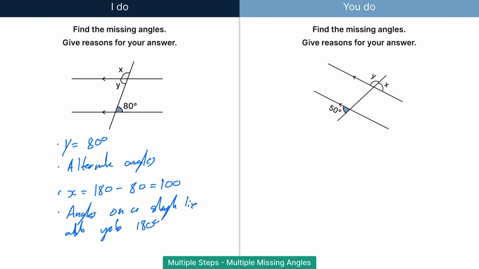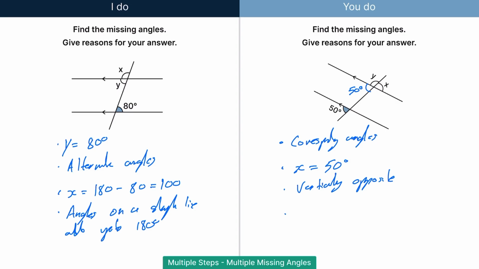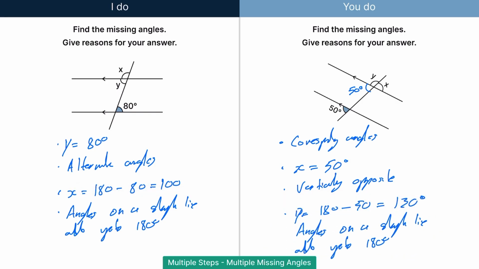Cool. And again, hopefully you've pressed pause and had a good go at the example on the right. So I would say that this is 50 degrees because of corresponding angles. So I'm going to write that down. So these are corresponding angles, and then I can say that with x, it's easy actually. X is going to be 50 degrees because it's vertically opposite. And with y, I can just say it's going to be 180 take away 50, which is 130 degrees. And the reason for that, I'm not going to write that out, I'm just going to copy and paste this: angles on a straight line add up to 180.